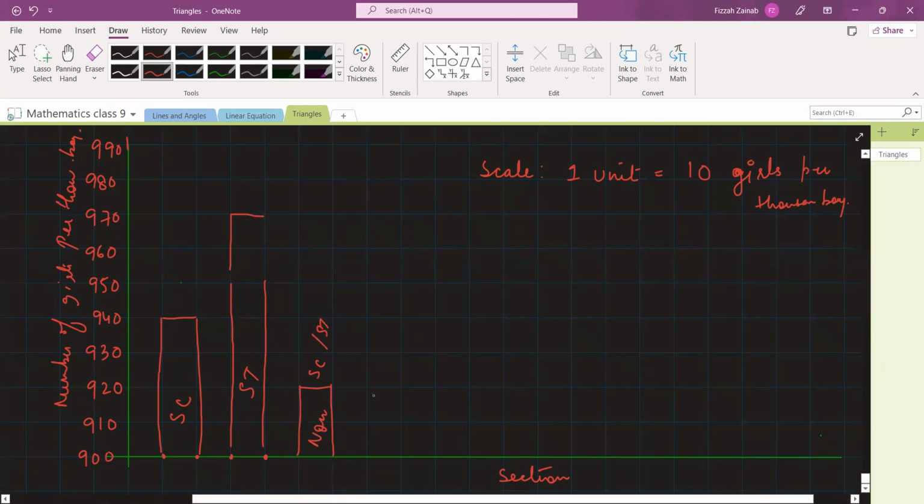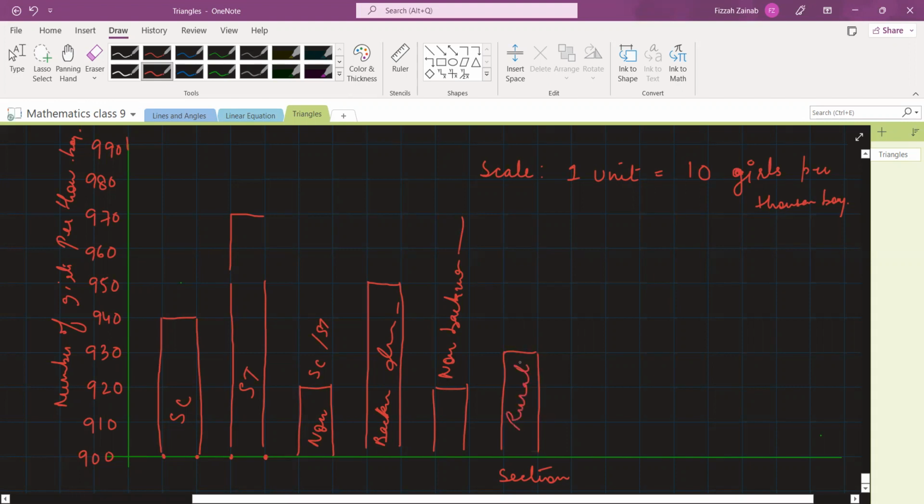Backward districts 950. So in backward district, this is the ratio. Backward district, please complete. And then non-backward district 920. So you can write outside, non-backward district. Then rural 930. This is rural. Next urban 910. This is urban. So we have represented it with the help of bar graphs.